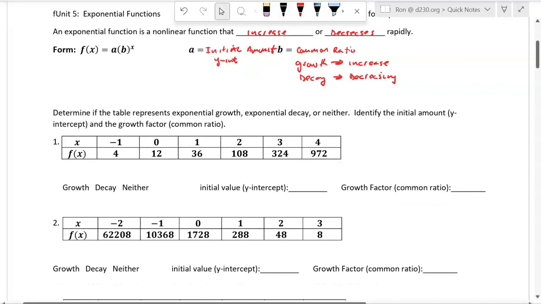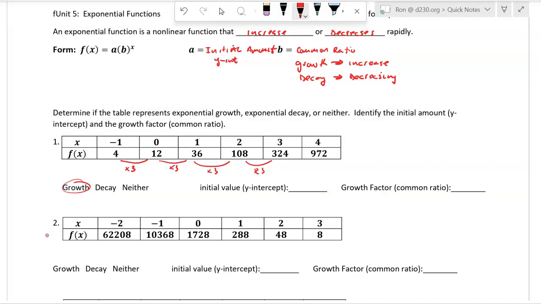So right away, when I look at these tables here, when I look at my Y values, I'm going from 4 to 12 to 36 to 108 to 324, right? So I know right away this is going to be growth, and I have to check. 4 times 3 would give me 12. 12 times 3 would be 36, times 3 would be 108, times 3 would be 324. So I know because I'm multiplying by 3 each time, it's exponential growth.